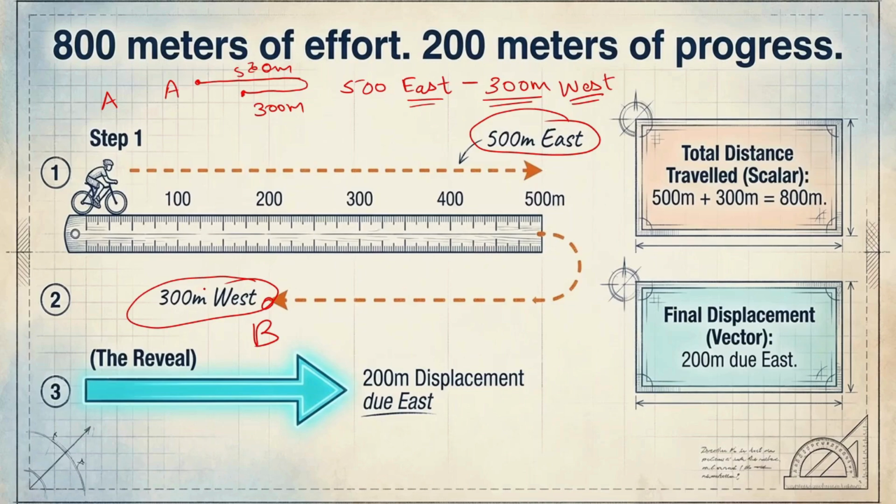x in the backward direction and it covers 300 meters. So my answer is 200 meters.